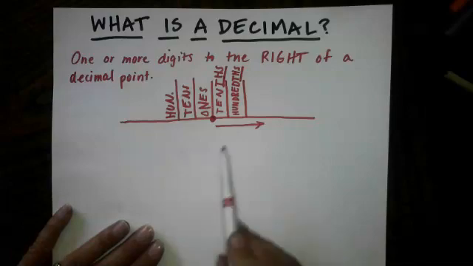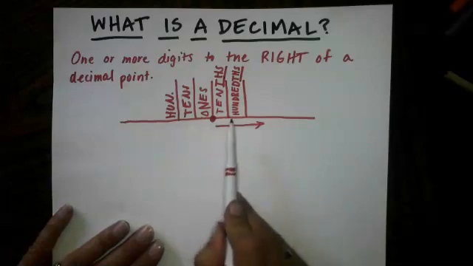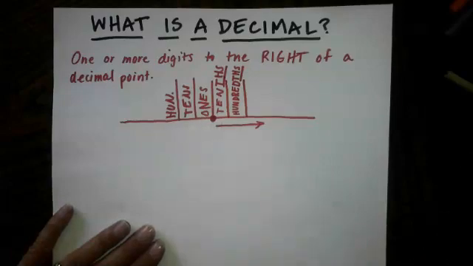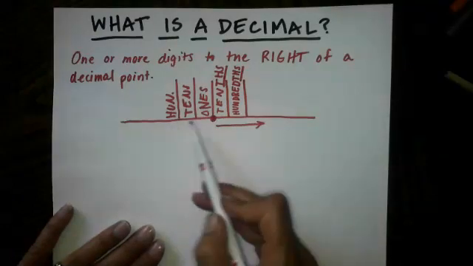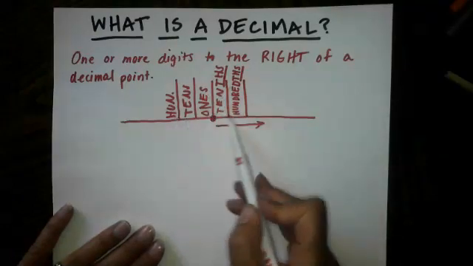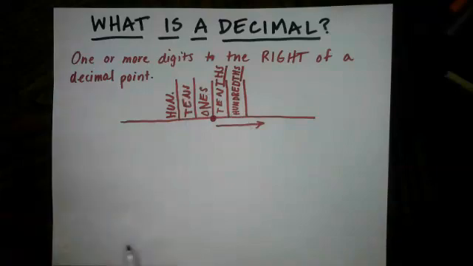So the decimal point separates the ones from the tenths. Or when we're talking about money, it separates dollars from cents. Okay, that's important to remember too. All right, so I'm going to put this paper aside for a minute. And my next question for you is, what is a tenth?